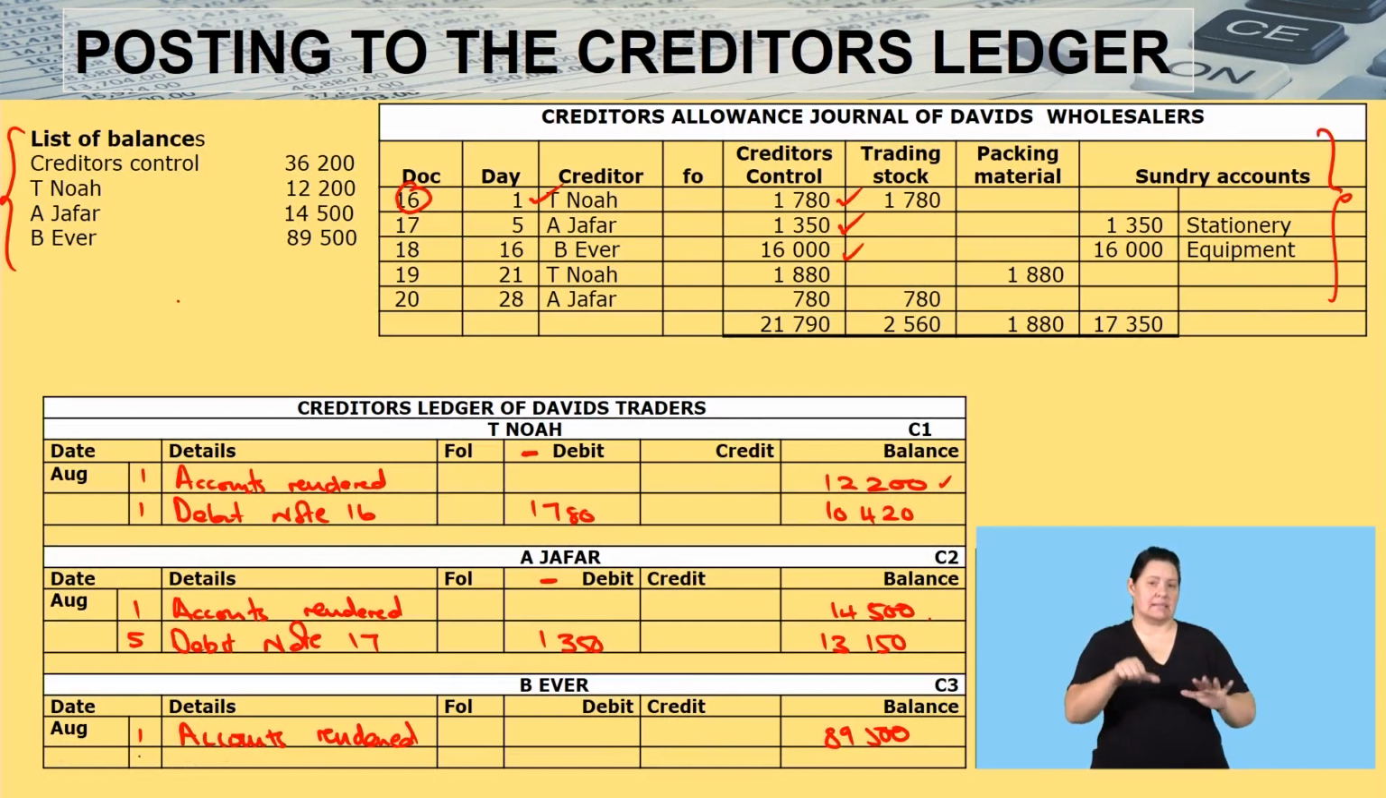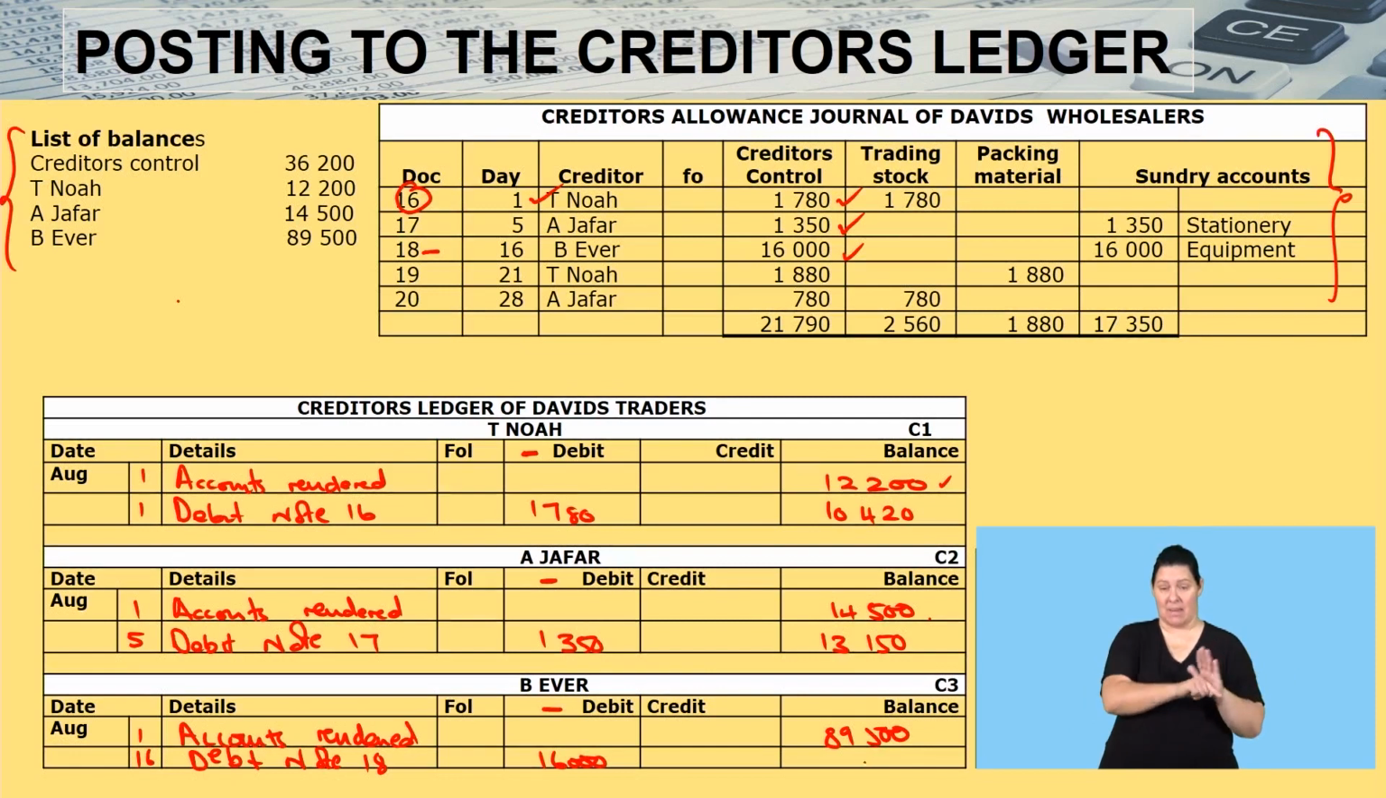So I'm going to post the next transaction, which is on the 16th. B Ever. Here will come. I have my 16. And I'll say debit note. I have my debit note. And it is debit note number, you can see it already here for B Ever, number 18. Debit note 18. And that is for 16,000. On the debit side, 89,500 minus 16,000. That will give you 73,500.